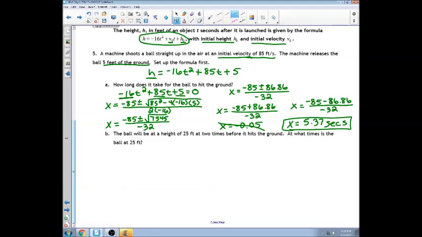So since it says that, it asks at what time is the ball going to be at 25 feet. What I'm going to do is take my original equation, which I have right up here, and in for h, I'm going to put 25. So I have negative 16t squared plus 85t plus 5 is equal to the height that we're looking for. Again, in this story problem, we're looking for the ball to reach 25 feet.